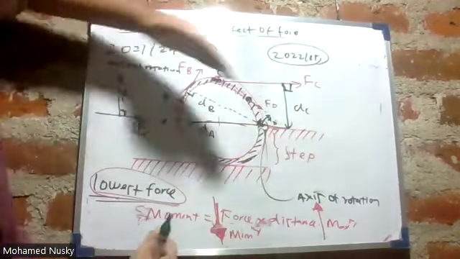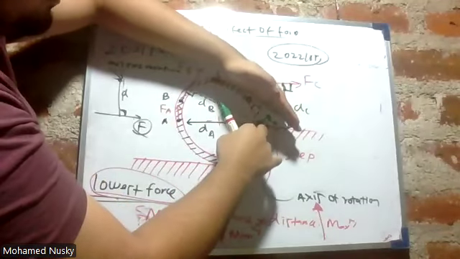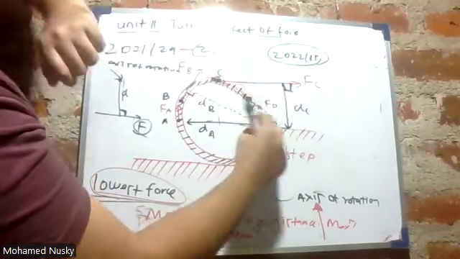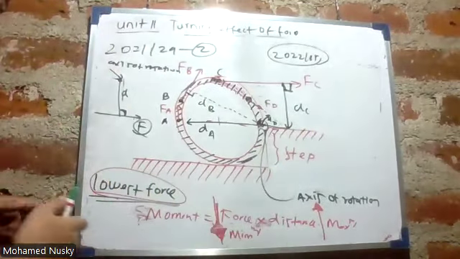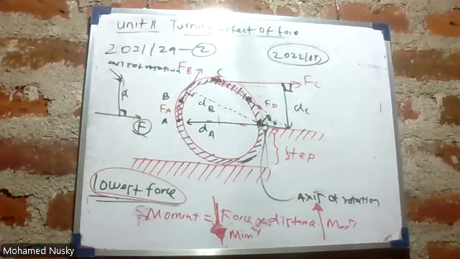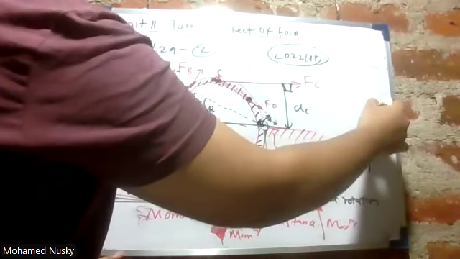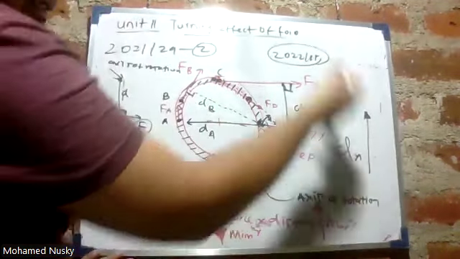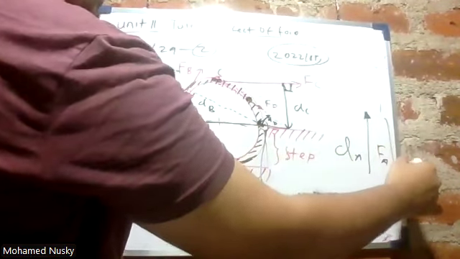Here you see, this is the force acting. To that force, the perpendicular distance to axis of rotation is this distance, DD, that is perpendicular to the force. Therefore, you can see DA is the largest distance. If DA is the largest, FA should be the minimum force.